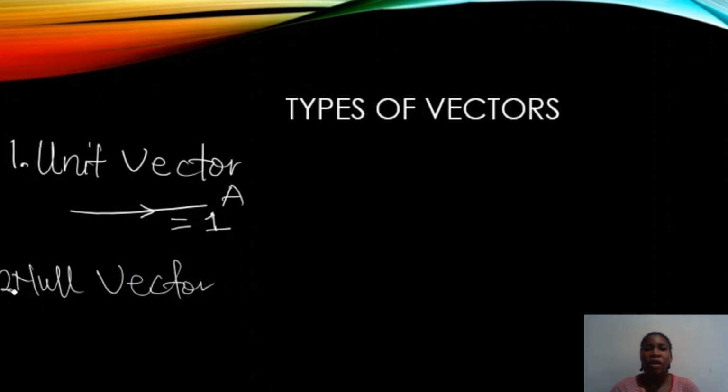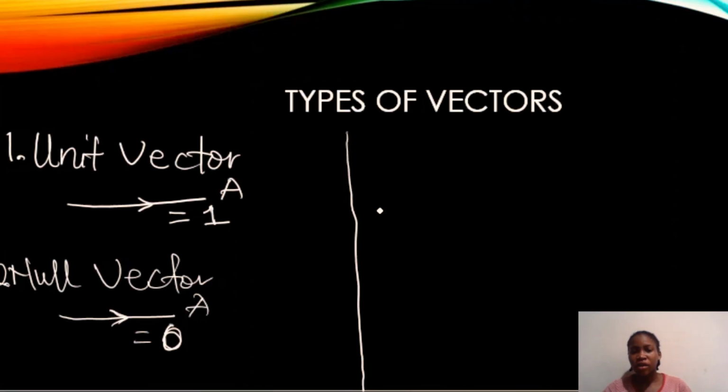The null vector. When you say something is null in basic English, it means there's nothing there, or empty, or void. So in math or in physics, the meaning of null is basically zero. So a null vector is a vector that has a magnitude of zero. Let's still take A. The magnitude of this vector is zero, meaning the vector is just having a direction, with a magnitude of zero.